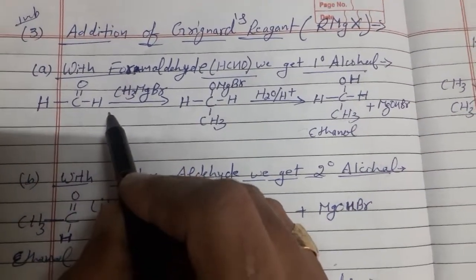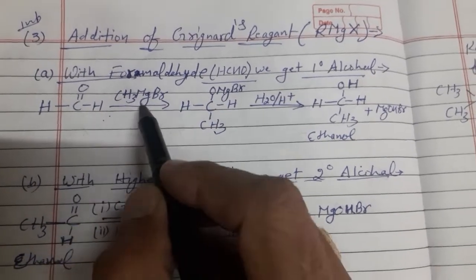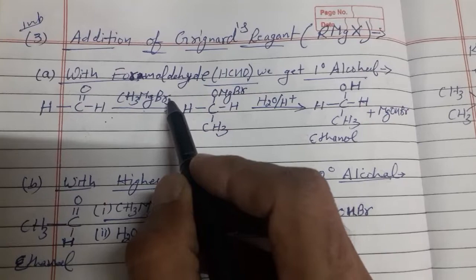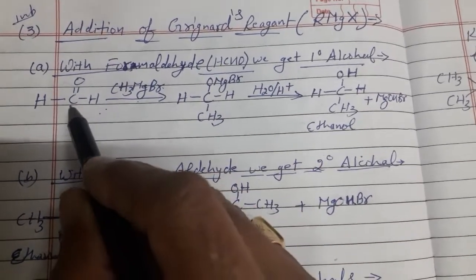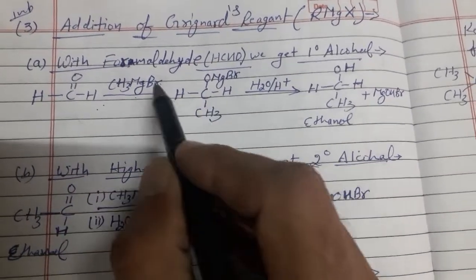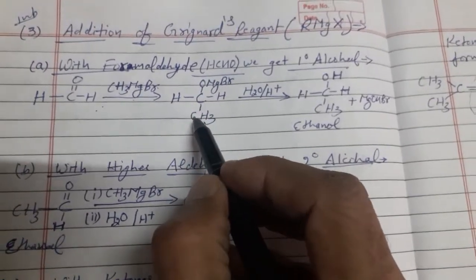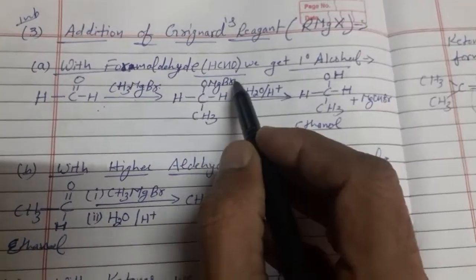This is formaldehyde, HCHO. So in step 1, CH3MgBr is added. What happens is that CH3 will get attached to this carbon and MgBr will attach to oxygen, giving rise to this kind of addition product, an ether with MgBr.